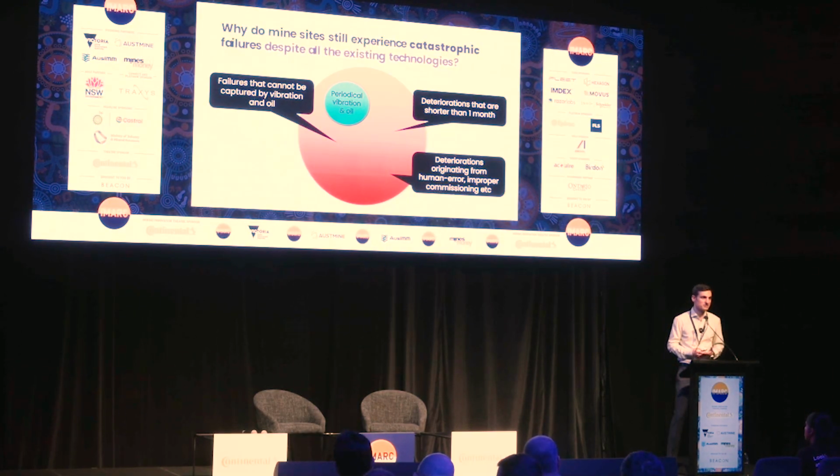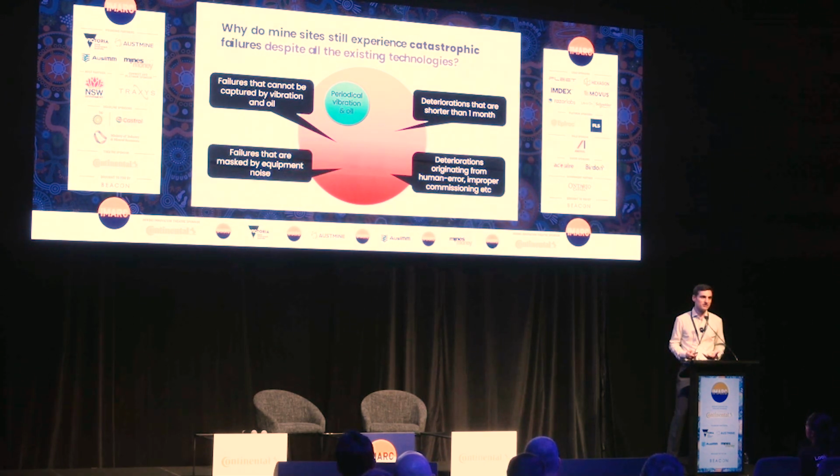Then we have everything that cannot be covered by vibration or oil. If I have a belt trip, a pump performance issue, a pressure drop, it cannot be seen in oil and vibration. I'm just not going to be able to see anything there. And finally, I might be able to see it in the vibration, but I have so much noise because my mill is grinding ore and my crusher is crushing ore, and that noise actually masks the failure from being apparent in the data. And that's just for the periodical inspections.